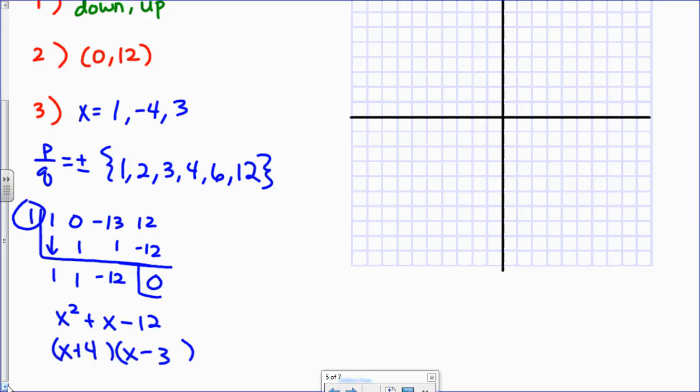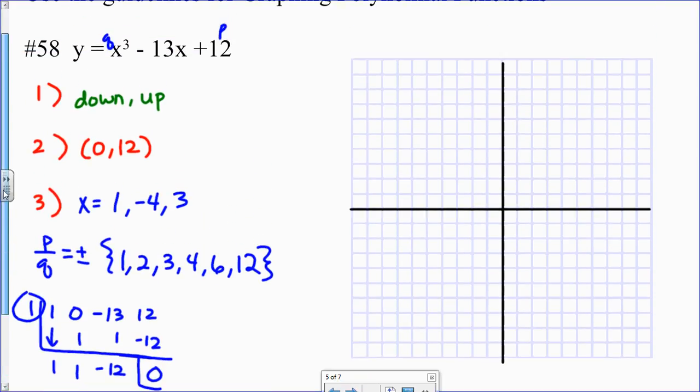What about multiplicities? Do any of these have a multiplicity? No. Well, for one thing I know because it's x cubed and I can only have 3 zeros, so I can't have a multiplicity anywhere. And if there were, you would see it. It would come out again. So like if 1 had a multiplicity, then you would see 1 down here. Okay?